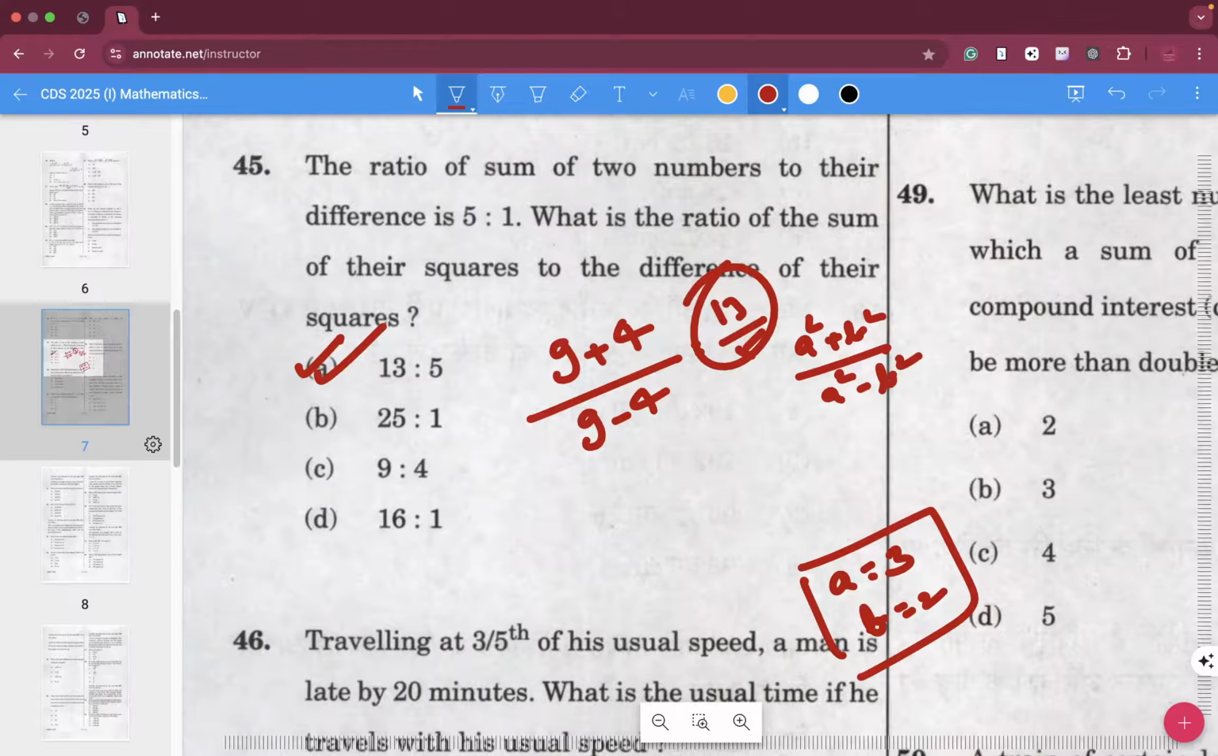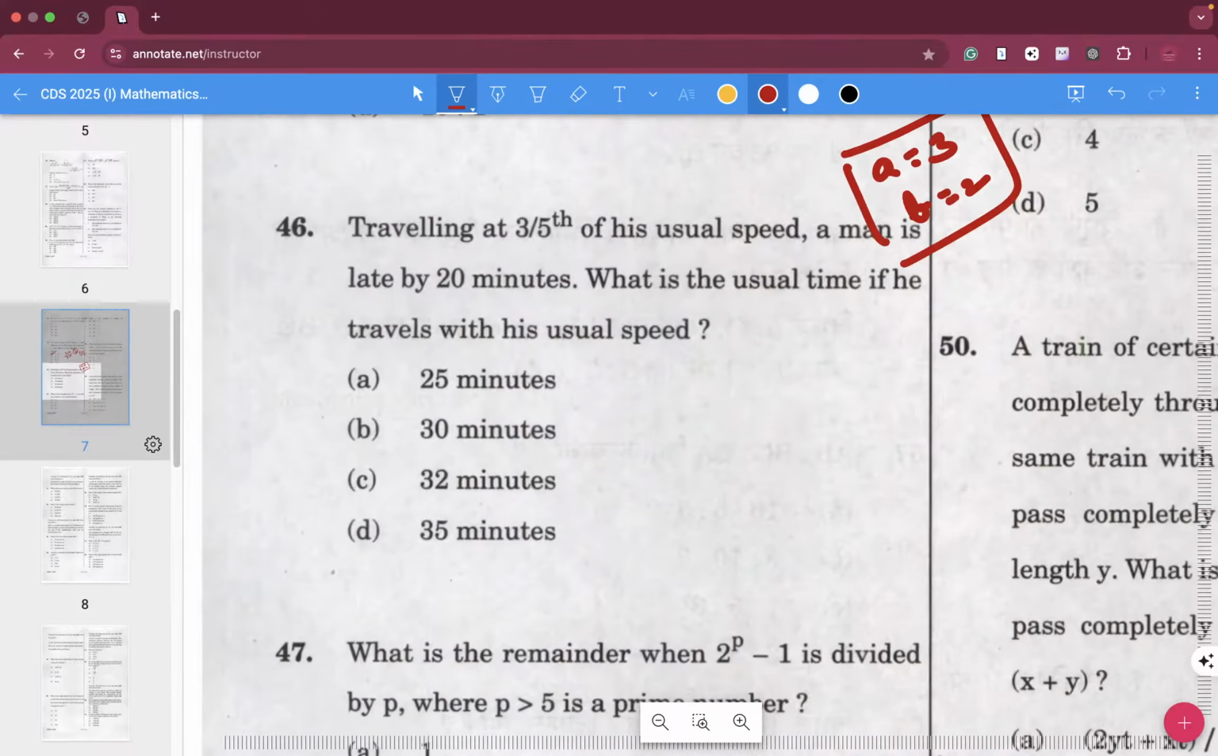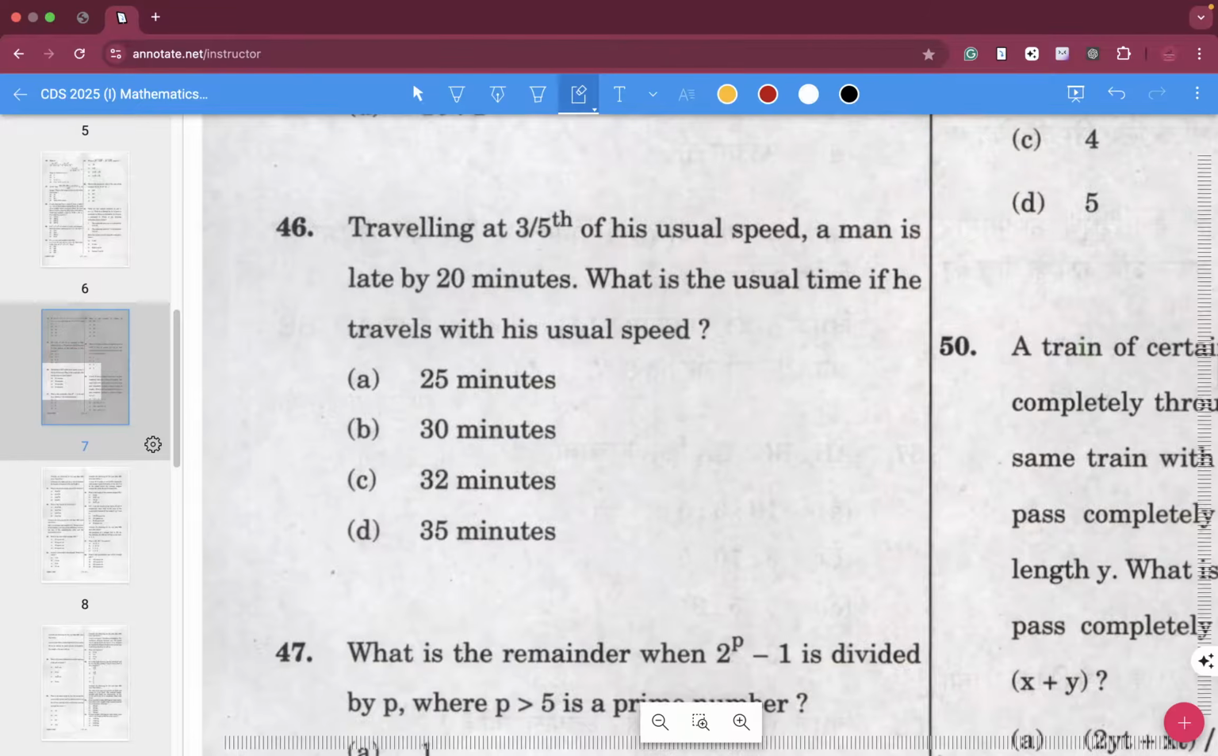What is the answer for this particular question? The answer to this particular question is 13:5. You can't get an easier question than this in your CDS examination. Don't think that this is only for the CDS examination, so that I'll study only this one and will not study other ones.